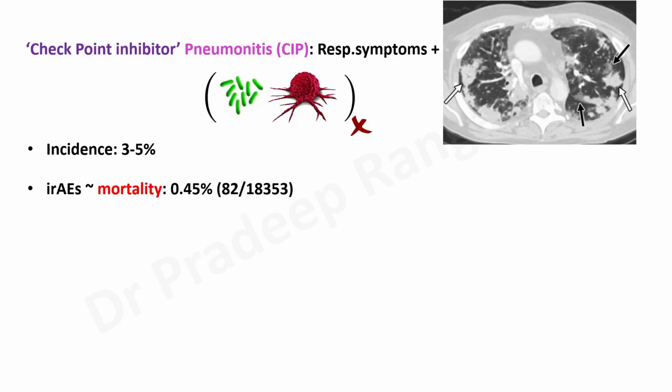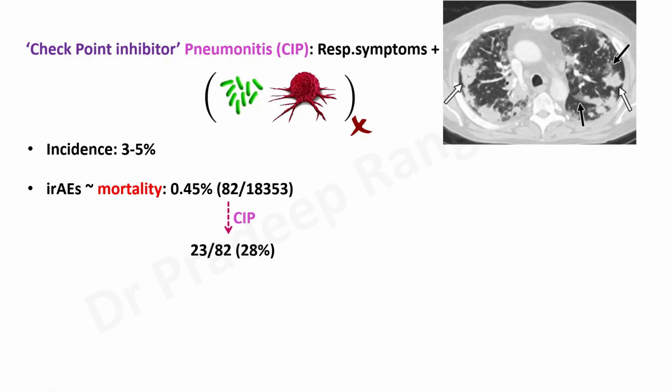And the other word they use is immune-related adverse events. So this was a big series that was done in 18,353 patients where they were put on various immunotherapies, and they found that the attributable mortality was only 0.45% due to the side effects of this immunotherapy. But when someone develops checkpoint inhibitor pneumonitis, the mortality can go up to 28% because 23 out of 82 died, which means pneumonitis is a bad thing.